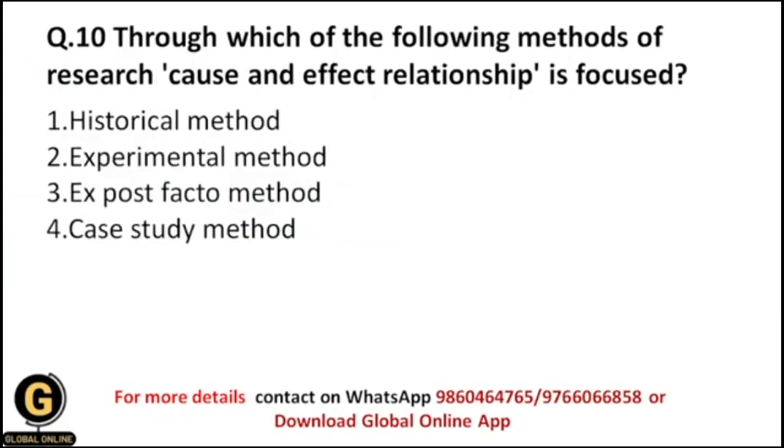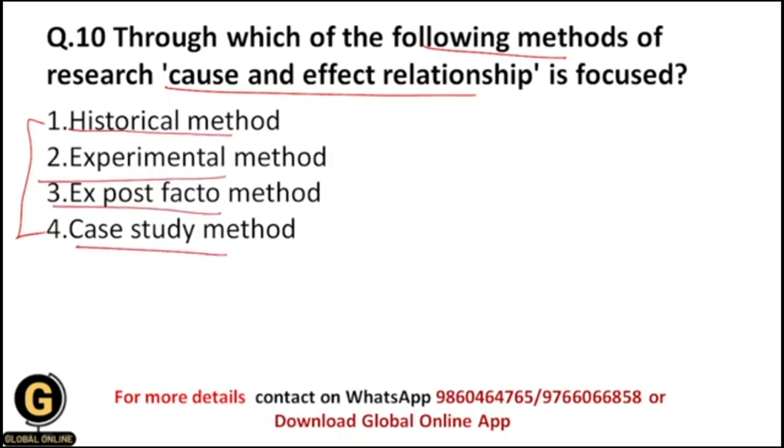Next is, through which of the following methods of research cause and effect relationship is focused. So in these research methods, which is the research method in which cause and effect relationship is studied and focused? So whether it is historical method, whether it is experimental method, ex post facto method, or case study method.